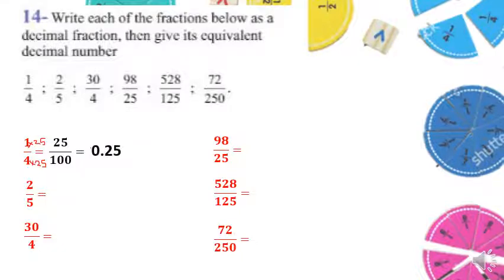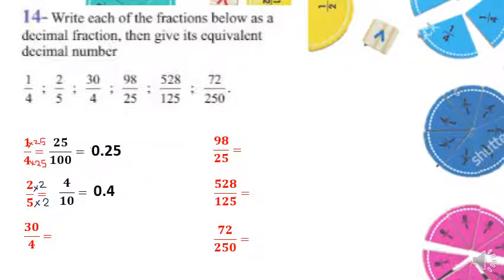Now look at the second one. The denominator is 5, so we have to multiply it by 2. Whatever we do to the denominator, we have to do to the numerator. So the answer will be 4 over 10, which is ready to be written as a decimal number, will give me 0.4.